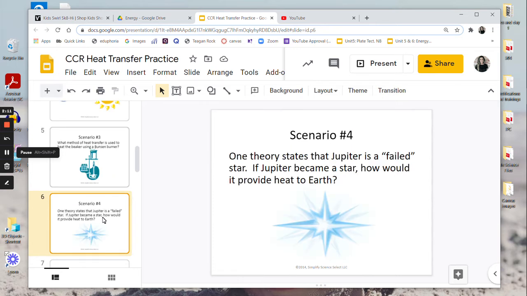Scenario number 4, one theory states that Jupiter is a failed star. If Jupiter becomes a star, how would it provide heat to the earth? Well, the sun is a star, so the sun provides heat to the earth through radiation. So Jupiter would also do the same thing as a star. It would provide heat through radiation.